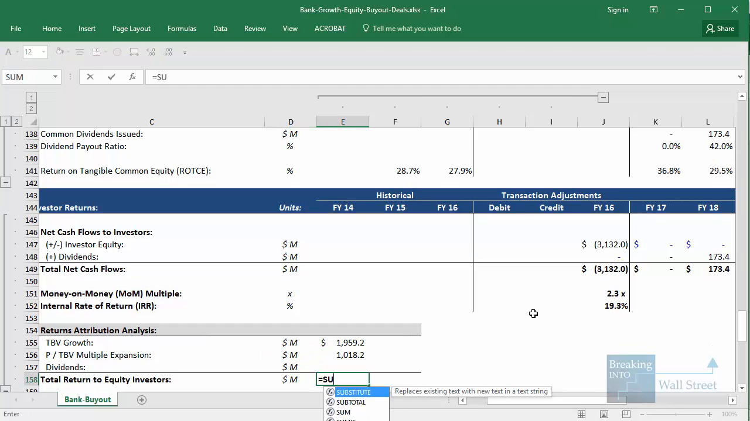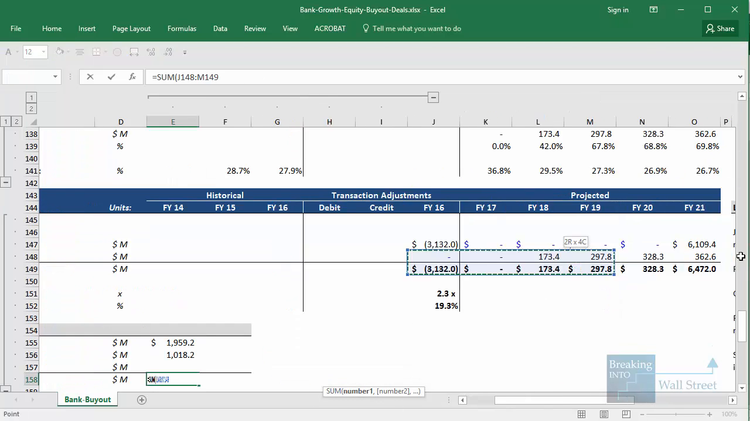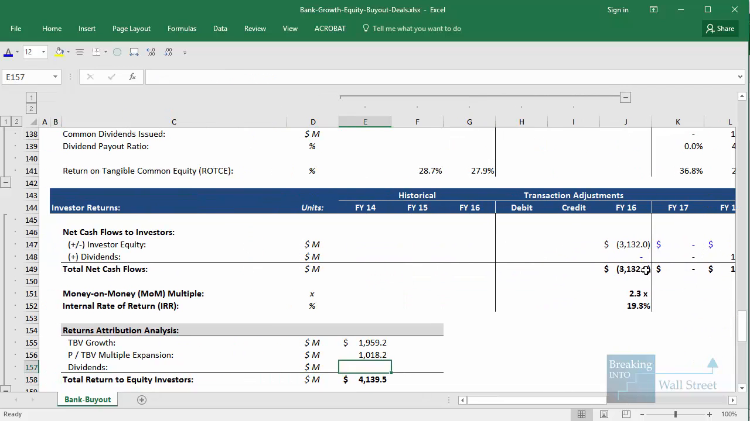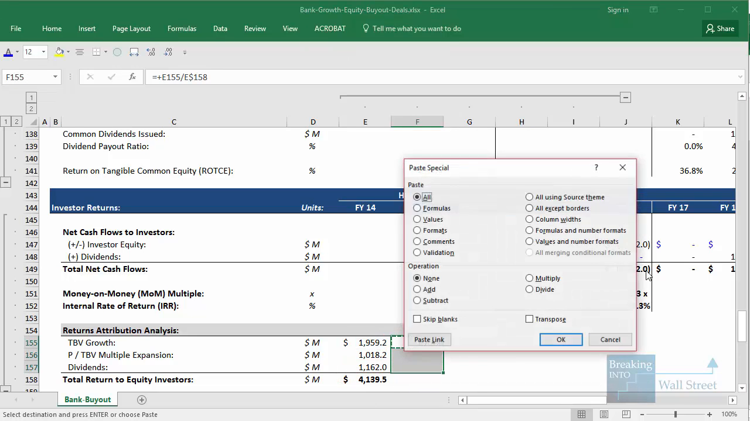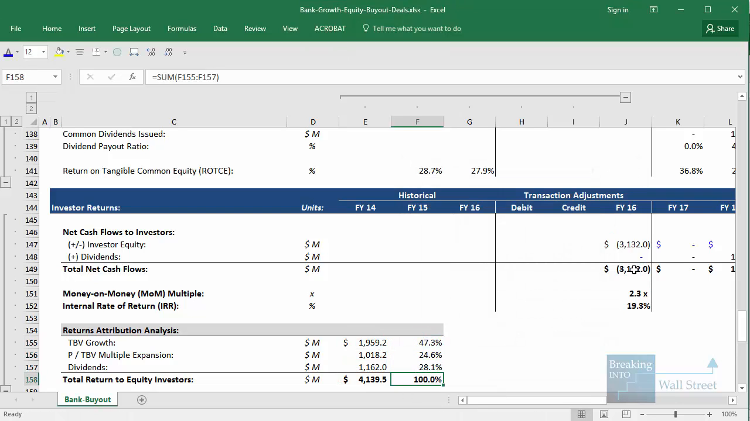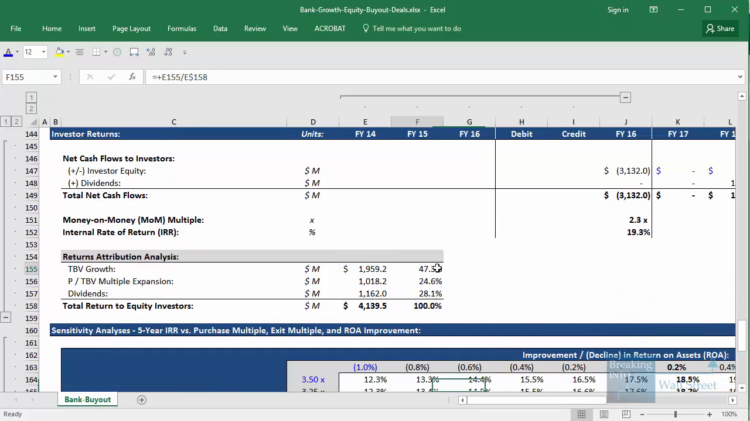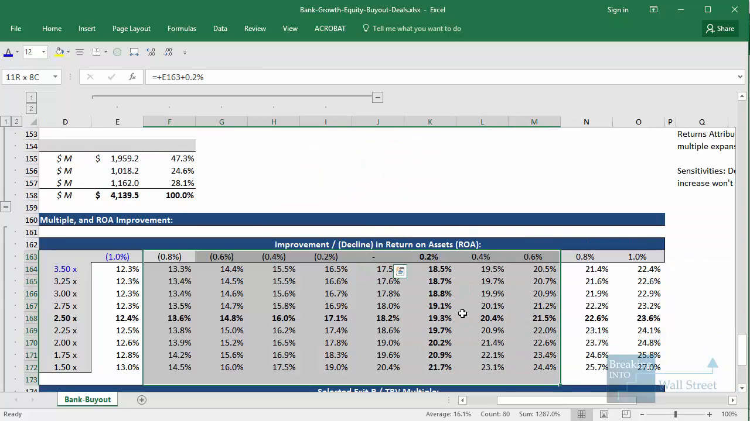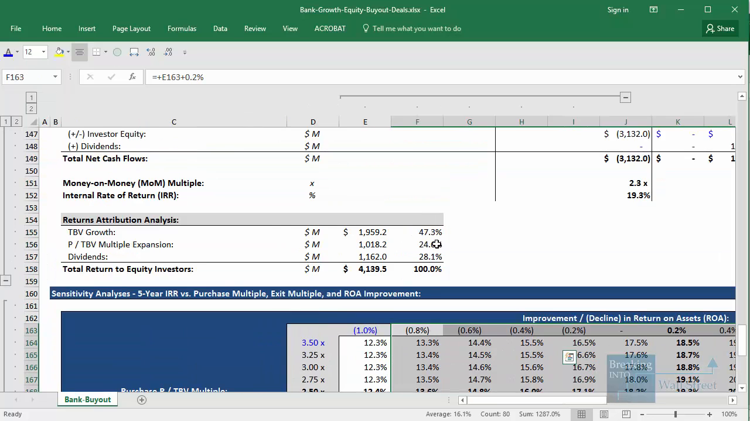Dividends we can back into by summing up everything here, all the returns to equity investors. And we get to everything like that. So we have our IRR, our multiples, our returns attribution analysis, and we even have some sensitivity tables down here that I've already set up off screen.